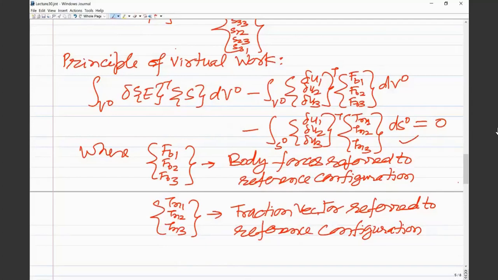If you remember when I wrote the weak form yesterday, we wrote the integration over Vt of delta U1, delta U2, delta U3 transpose into small fb1, small fb2, small fb3 into dvt, and dvt is J into dv naught. So J into small fb1, fb2, fb3 we write as capital FB1, FB2, FB3. It is coming from there. It is a slightly lengthier derivation, but a similar thing holds for the traction vector also.